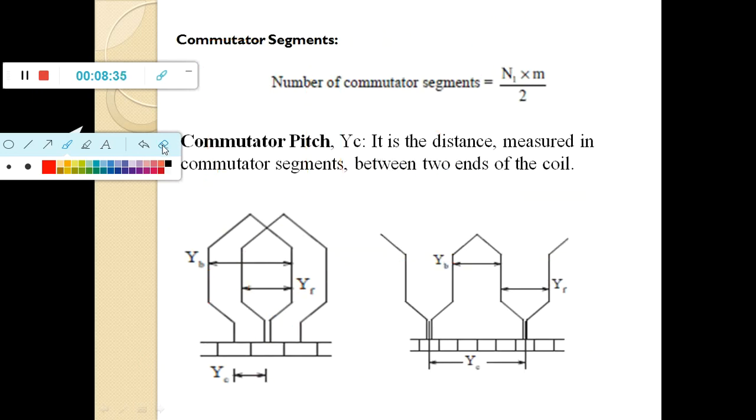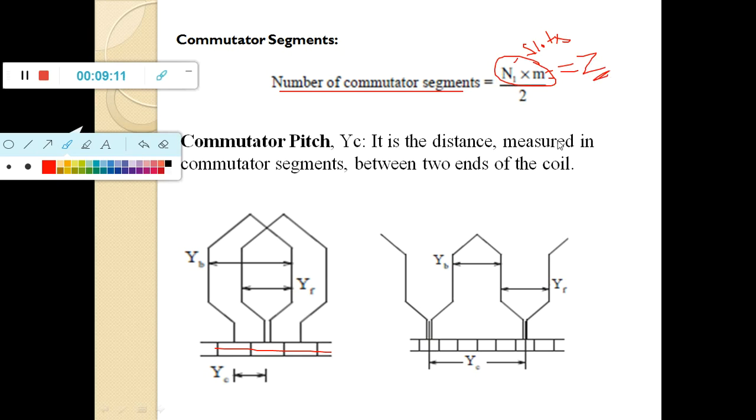Now commutator segments. Here I already said I have commutators. How many commutator segments are we supposed to have in a lap winding or in the case of wave winding? The number of commutator segments should be equal to NL into M. NL is nothing but your slots, and M is the coil sides, which is 1 in the case of single layer and 2 for double layer, right? So this is nothing but your total number of armature conductors Z.